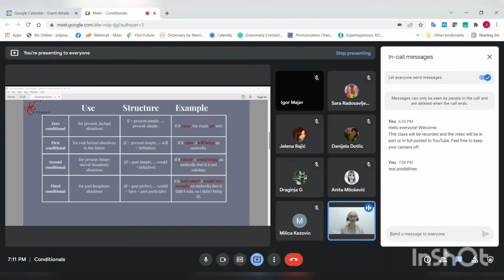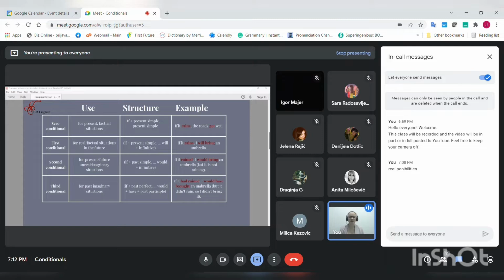Okay, by the way, if we, for example, cannot or don't want to use if, we can use when. That also fits in many sentences. For example, when it rains in the future, the roads will get wet. And the same goes for the first conditional. If it rains or when it rains, the roads get wet.